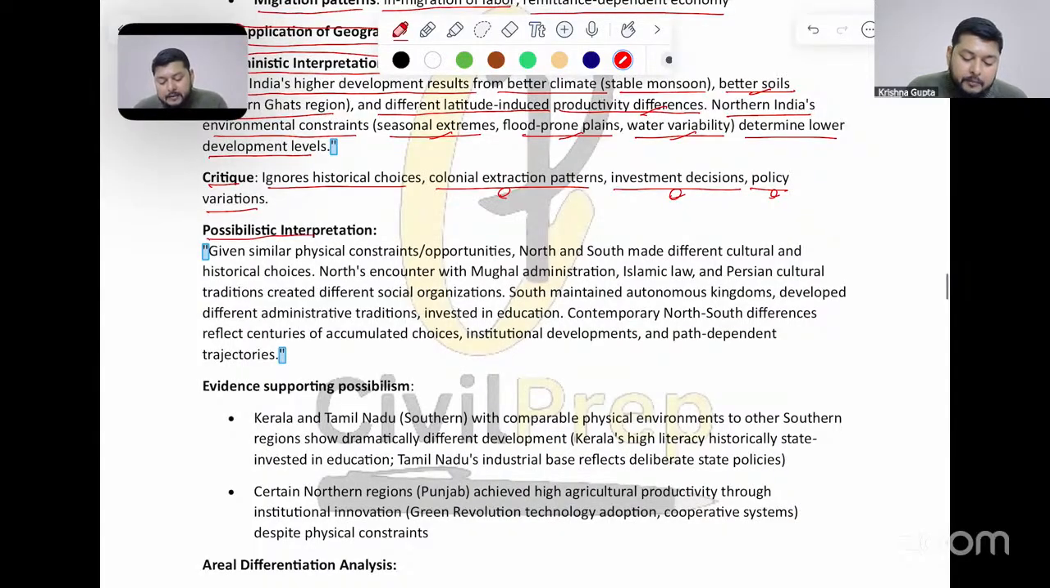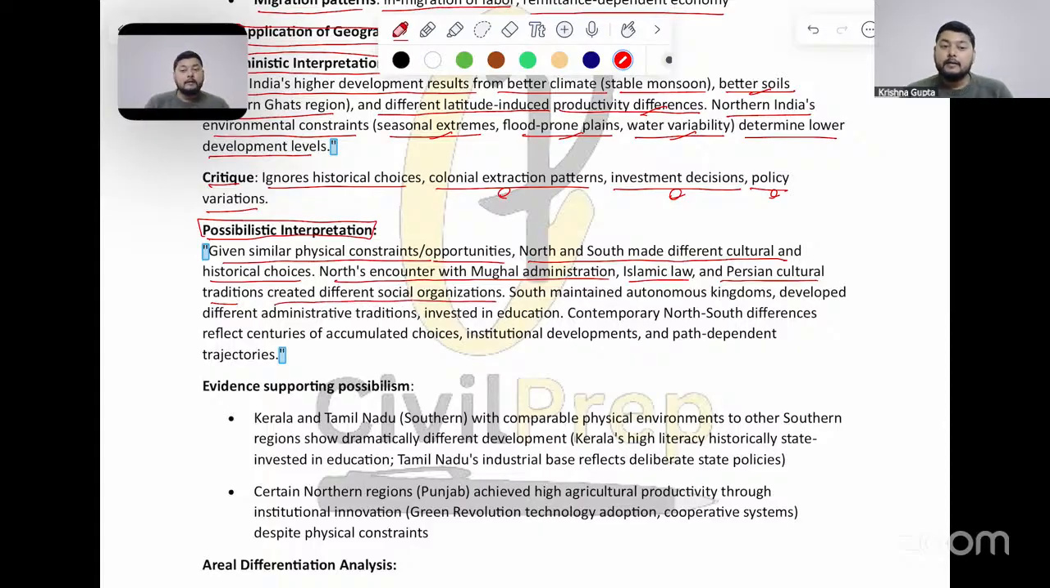Now, the second perspective here is the possibilistic interpretation. Given similar physical constraints or opportunities, North and South made different cultural and historical choices. How? The North's encounter with the Mughal administration was quite prevalent there. Islamic law and Persian cultural traditions created different social organizations in Northern India. The South maintained autonomous kingdoms, developed different administrative traditions, and invested in education. Contemporary North-South differences reflect centuries of accumulated choices, institutional developments, and path-dependent trajectories which have shaped the prevalence of culture and development in the northern and southern regions of India. So these possibilistic tendencies altered the course of development of Northern and Southern India to a certain extent. It was maintained and retained.